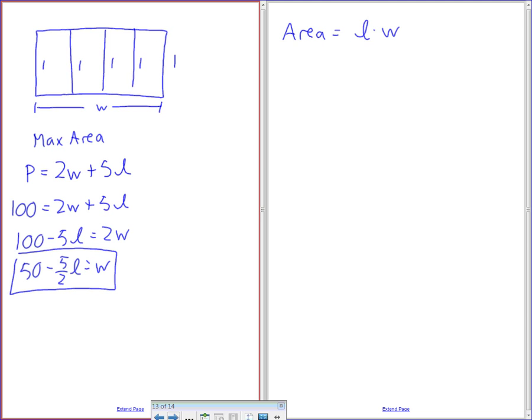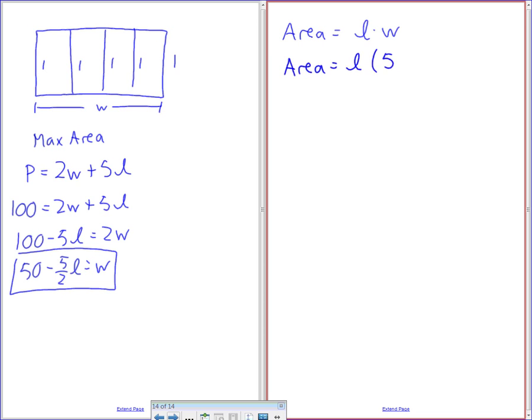Good. So now my equation for area is going to be A equals L times (50 minus 5 over 2 L). Now I actually have L's in there, so I can FOIL this out and call that negative 5 over 2 L squared plus 50L. If you want to put a plus 0 in there for those who need it, you can complete the square for that.